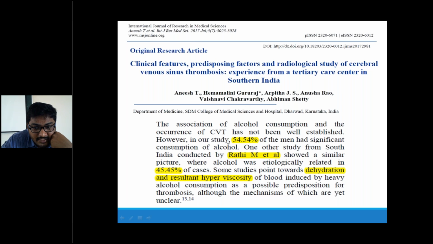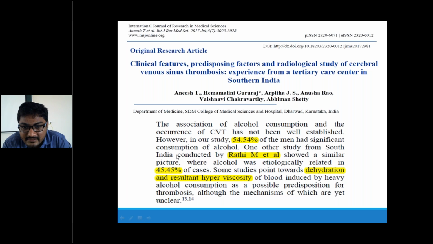This is 2017, by that time, right? But before that, this is actually before 2017, but this is the reference I have taken. Based on this reference, I have done my study in our medical college, Ashram. So 54.54% of the men had significant consumption of alcohol. One other study from South India showed a similar picture, that alcohol was etiologically related in 45.45% of the cases, right? In 45.45% of the cases, the risk factor was alcohol.